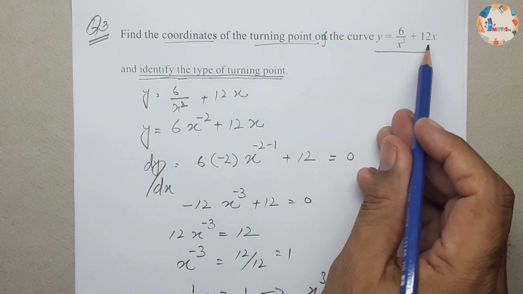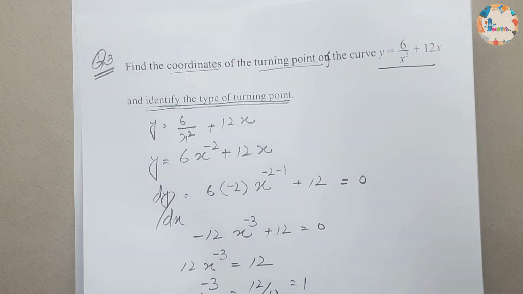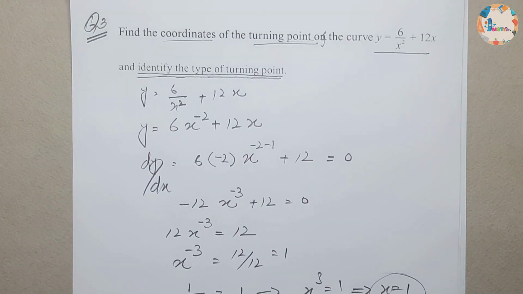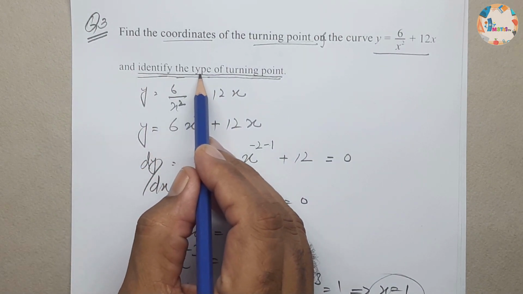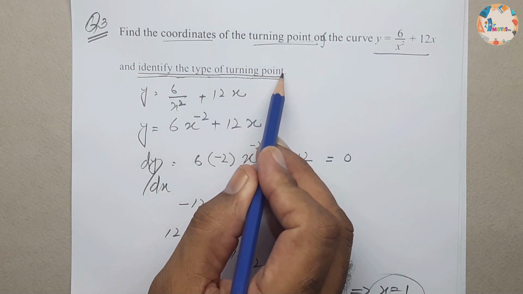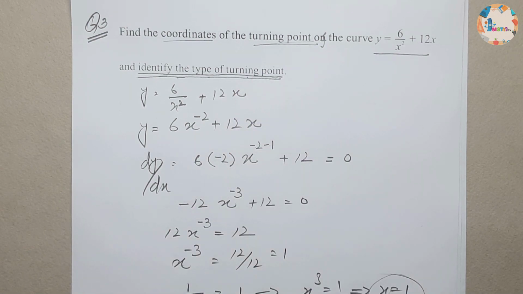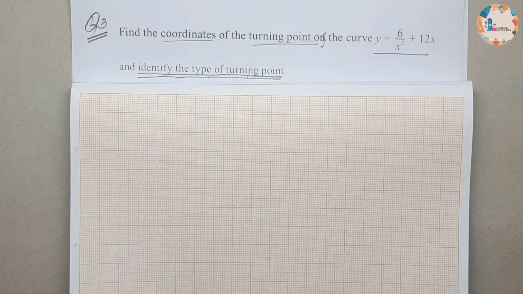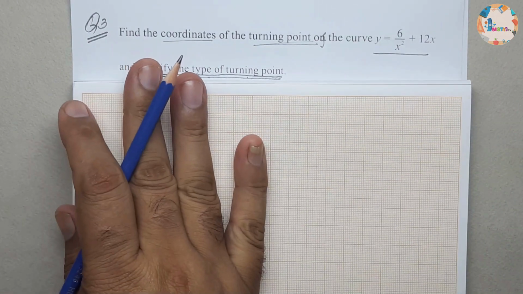So up to this one we have done, and the coordinates are here 1 and 18. Now the second line, which is saying and identify the type of turning points. This one we have to identify, and for this one I will be showing this on the graph paper. So this is the graph paper which I will be placing here.